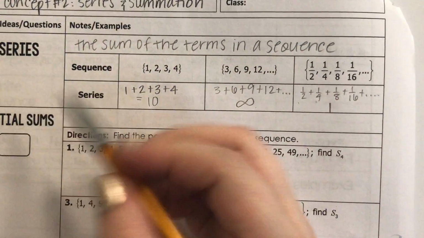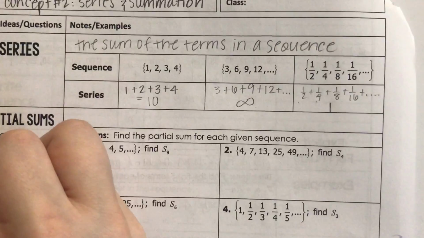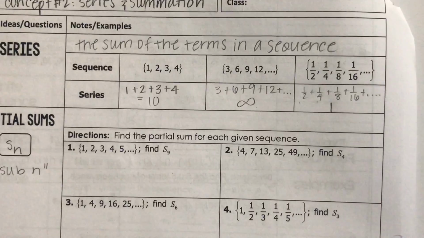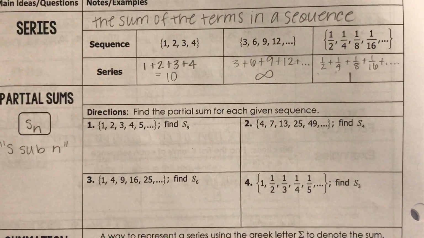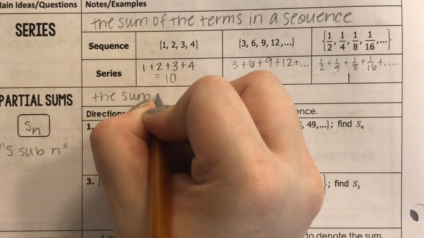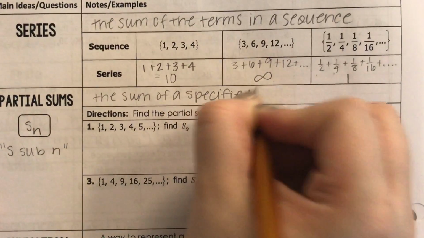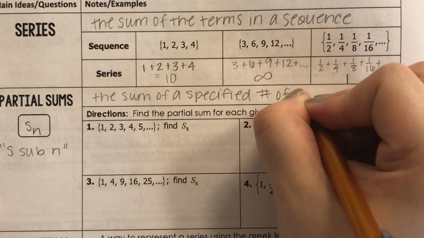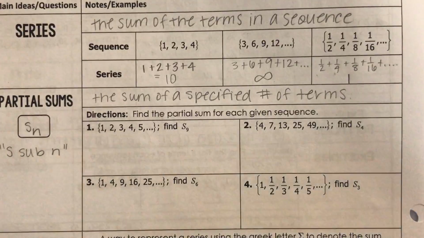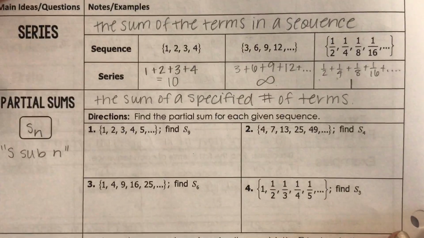So the partial sum is expressed S sub n. So I'll write that down, S sub n. And a partial sum is exactly what it says. Oops, I should move that over so you can see it. It's exactly what it says. It's the sum of a specified number of terms. Okay, so it only wants a partial sum. Say you want the sum of the first 8 terms, the sum of the first 10 terms, something like that. Okay, it will tell you how many terms they want.